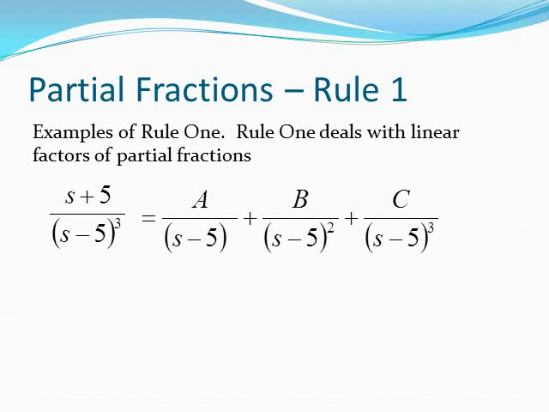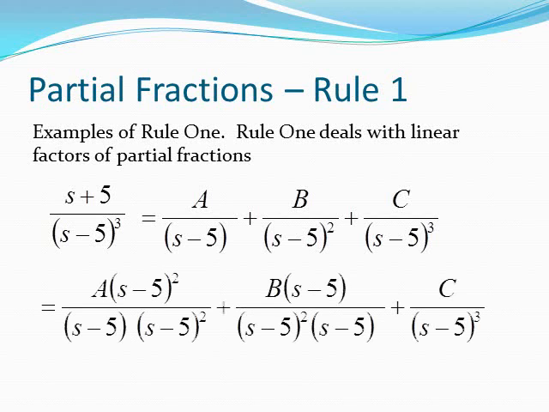Every factor of S minus 5 has its own fraction. And since there's no s squareds in the parentheses, the constants on the top, they're just constants. There's no functions of s. So then we're going to do exactly what we did before, which is find the common denominator of this. And that common denominator is going to be s minus 5 to the third power. And if we do that, we get this fraction.